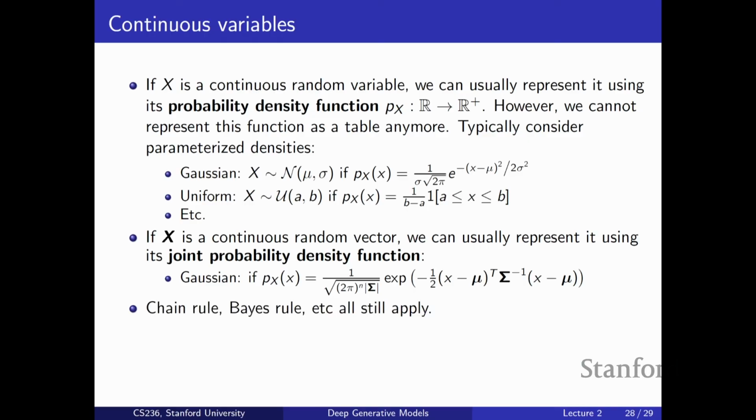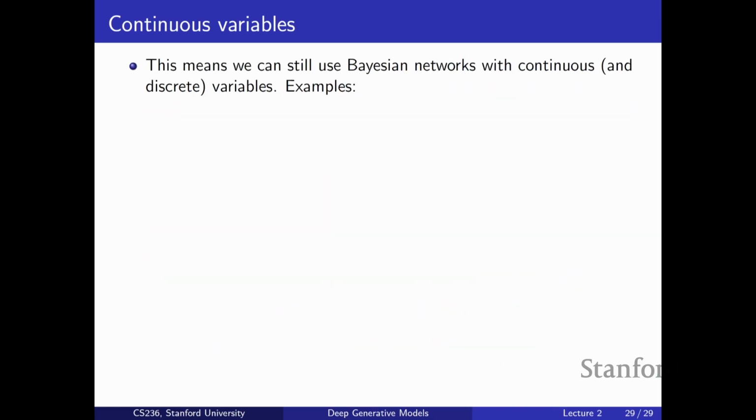And the good news is that the whole machinery of chain rule, Bayes rule, they all still apply. So for example, we can write down the joint PDF, probability density function, over 3 random variables as a marginal PDF over the first one, a conditional over the second given the first, and so forth. And this is useful because we can, again, mix and match.